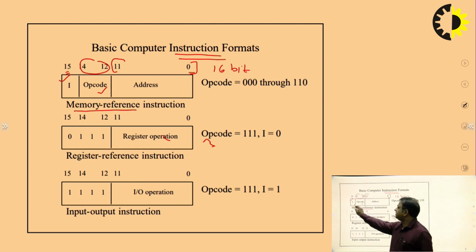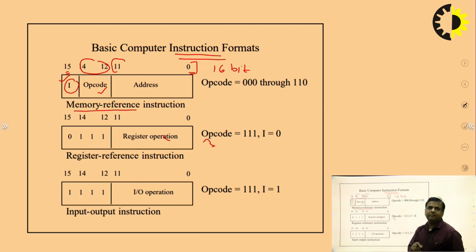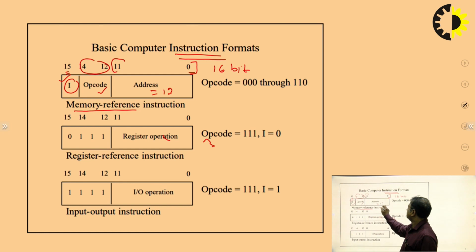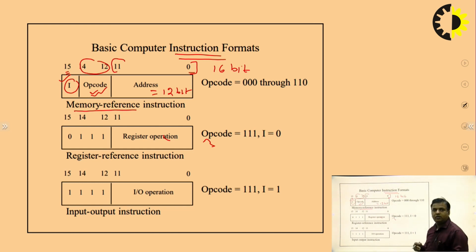What is I? We will see the meaning of I. I implies what type of mode it is, whether it is direct mode or indirect mode addressing. So let's see one by one. Bits 0 to 11, 12 bits, are for the address, and 3 bits are for the opcode. So what are the possible combinations of the 3 bit opcode?